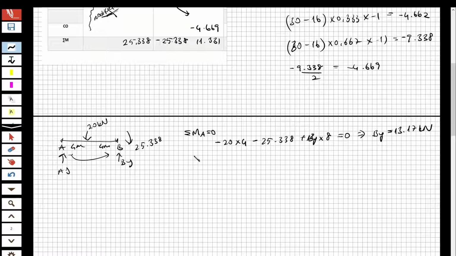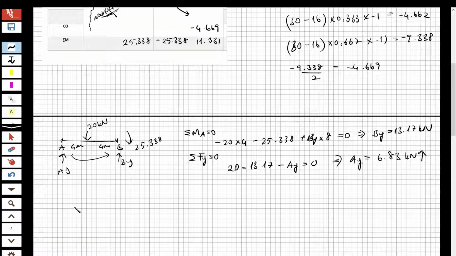Now we obtain BY. Let's write the total Fy equation. Total Fy equal to 0, and 20 minus 13.17 minus AY, equal to 0. Sorry, one second, I did something wrong. This is equal to 0. And from here, I'm going to obtain AY equal to 6.83 kilonewton in the upward direction. Now I solved the first part.